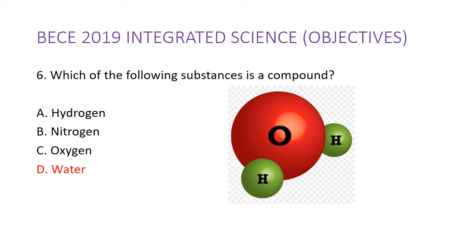Question 6: which of the following substances is a compound? So hydrogen, nitrogen, oxygen, all these are elements. So you would realize that it is water. Why? That's a picture of water, the compound water there. You realize that it consists of hydrogen and oxygen. And any substance that is made up of two or more elements that are chemically combined is a compound. So this is what makes water a compound.